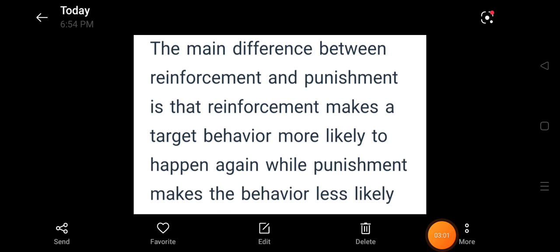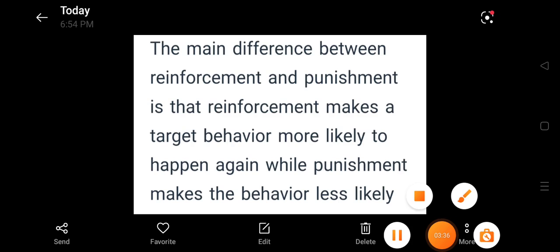Before going to the next step, remember the main difference between reinforcement and punishment. Lana, with reinforcement, I want to make the target behavior more likely to happen again and again. While punishment makes the behavior less likely, of course, the completely opposite of the reinforcement. Reinforcement increases while the punishment decreases.